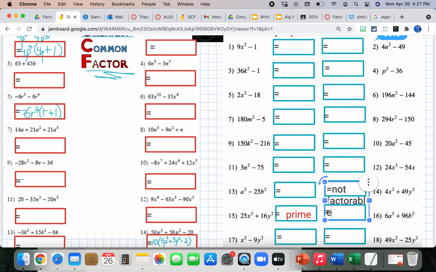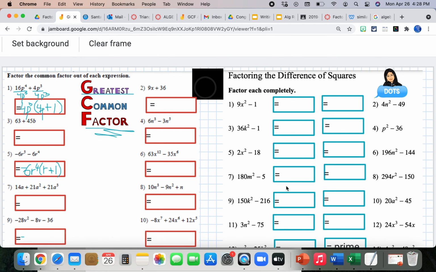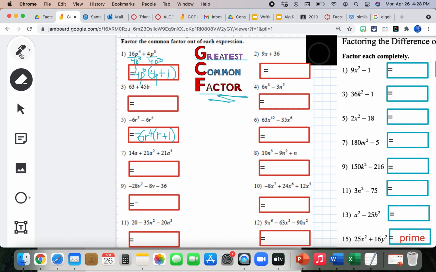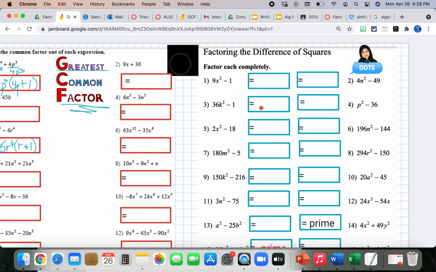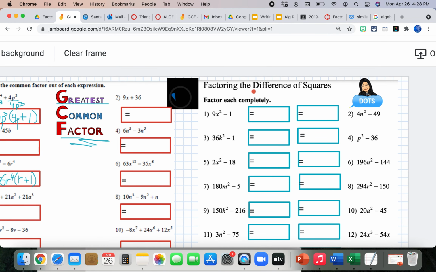Okay, so you can type in "not factorable," but usually I just use the word "prime." And that's the answer when we cannot factor something. Okay, now differences of two squares. But remember, to be able to factor using this method, you must have a subtraction sign, the difference. That's another word for subtraction sign, difference. Now, we're looking for two perfect squares, or a number or a letter multiplied by itself.